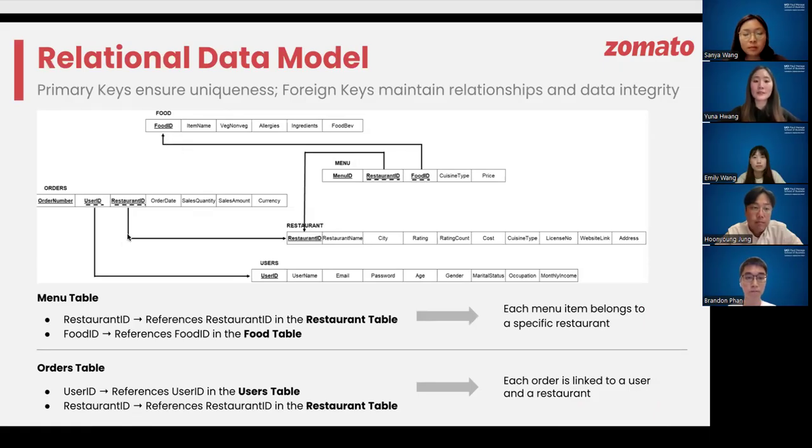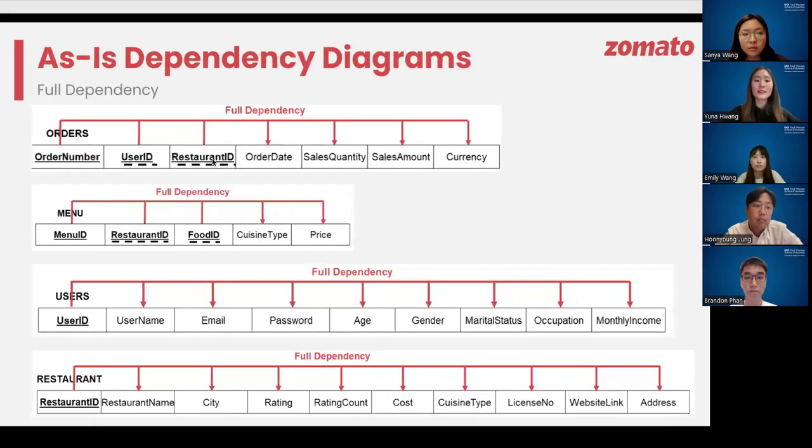Additionally, in the orders table, user ID references the users table, and restaurant ID references the restaurant table, connecting each order to a specific user and restaurant. Looking at the as-is dependency diagrams, we noticed two types of dependencies. First, we have full dependency, where the primary key directly determines other attributes.